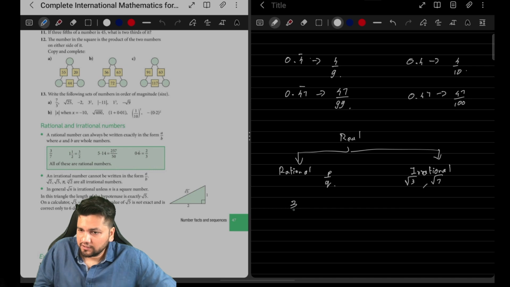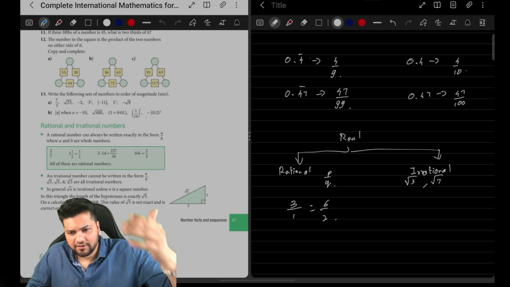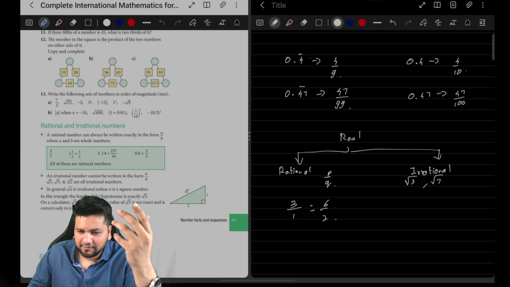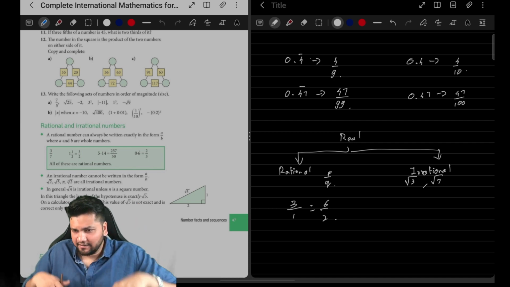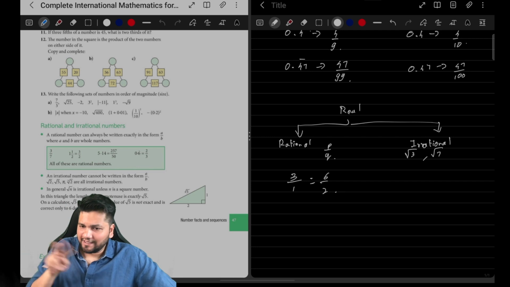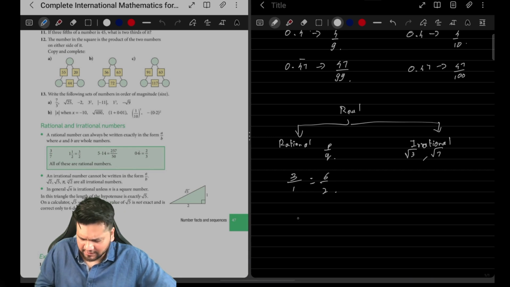Now you will ask how 3 is in the form of p by q. I can write 3 as 3 by 1 or 6 by 2. So these are all rational numbers. Of course there are integers, and even and odd numbers, which are just categories within it. Just remember that fraction, decimal, and percentage are not types of numbers, they are just representations of numbers. We are going to see it later. Remember that, I'll give you an idea.